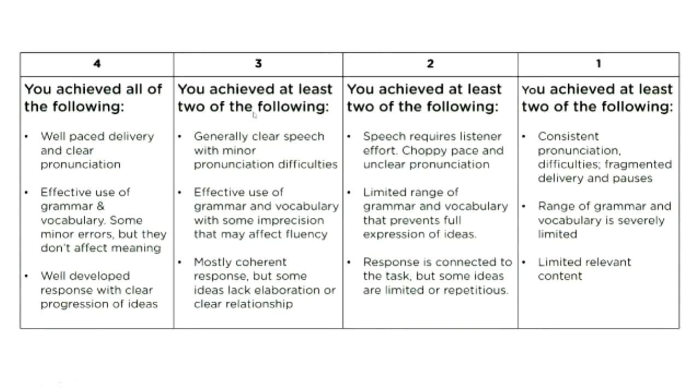To achieve a 3, you need to achieve at least 2 in this category. So let's just say your speech is generally clear and your grammar and vocabulary are generally good, even though there are some mistakes, they don't affect your fluency. But maybe you didn't cover all the points. Well, that's okay. You can still get a 3 because the key here is that you achieved at least 2 of the following. So there's still hope for you, even if you don't cover all the points, as long as your speech is clear and your grammar and vocabulary are at a higher level with very few errors. So hopefully that answers that question.